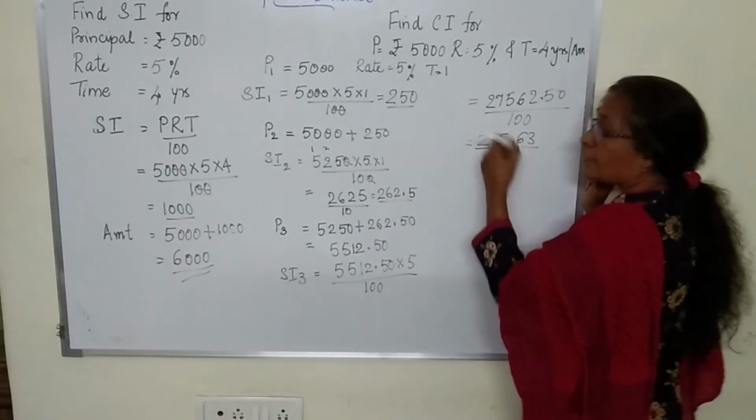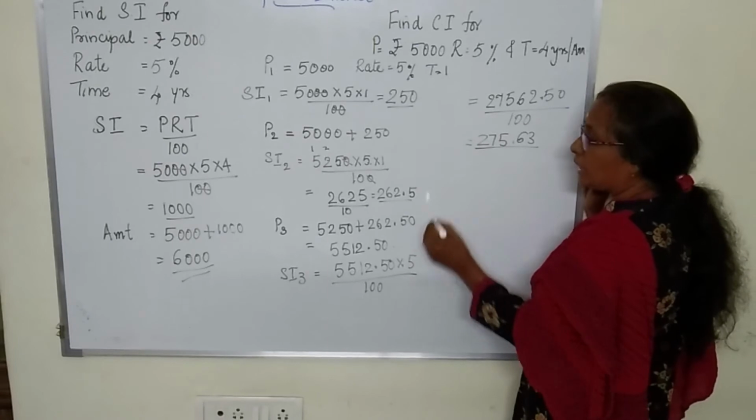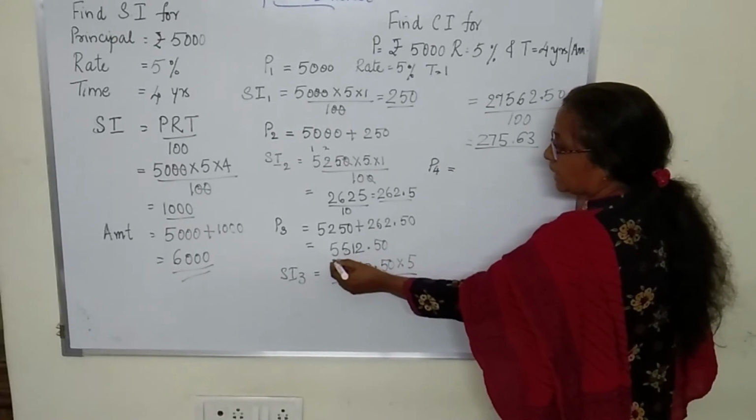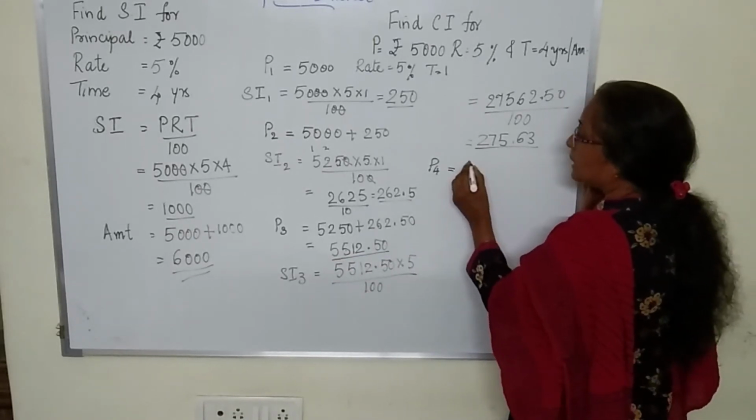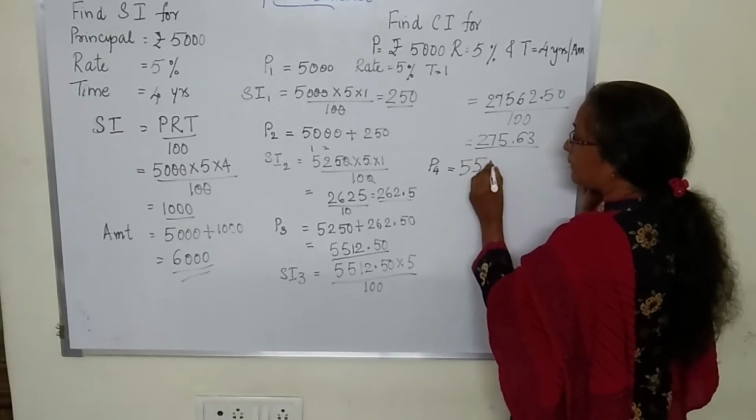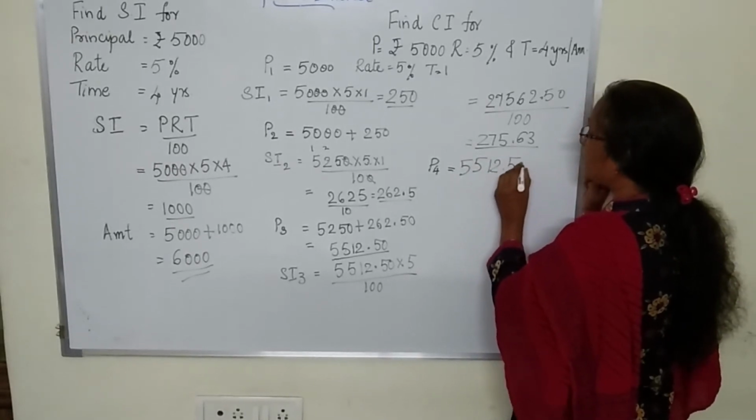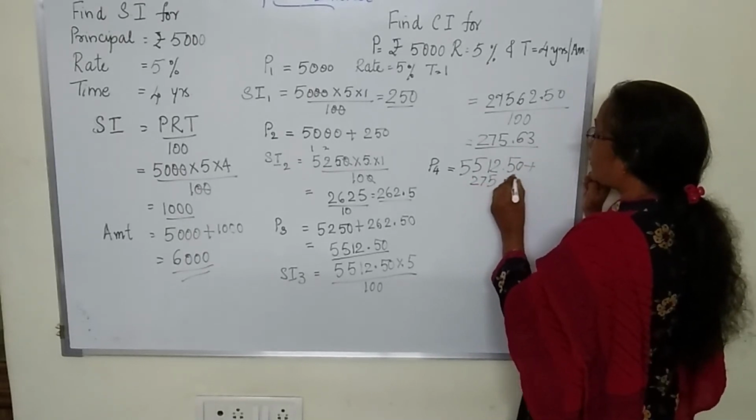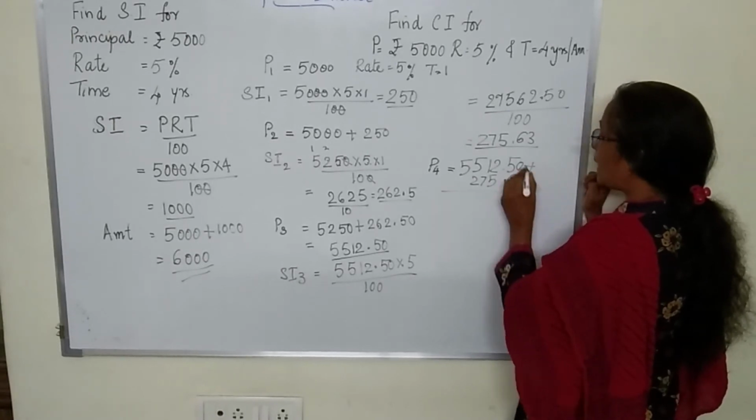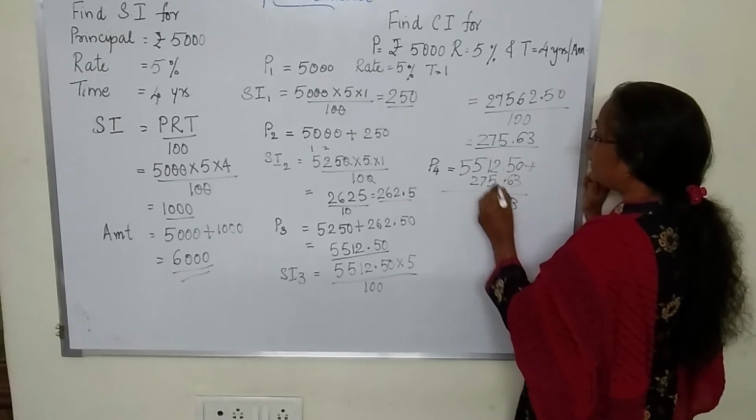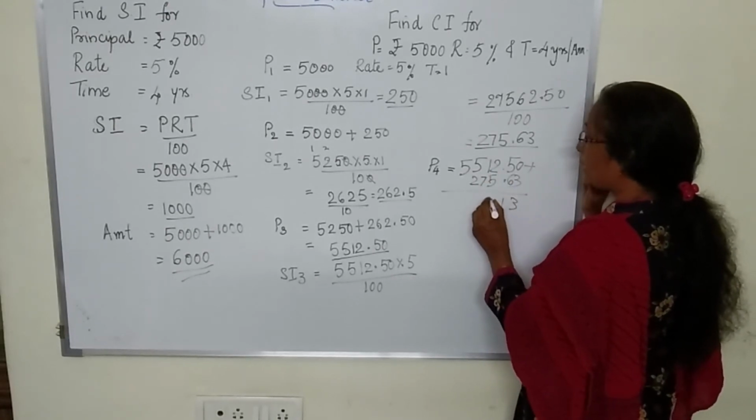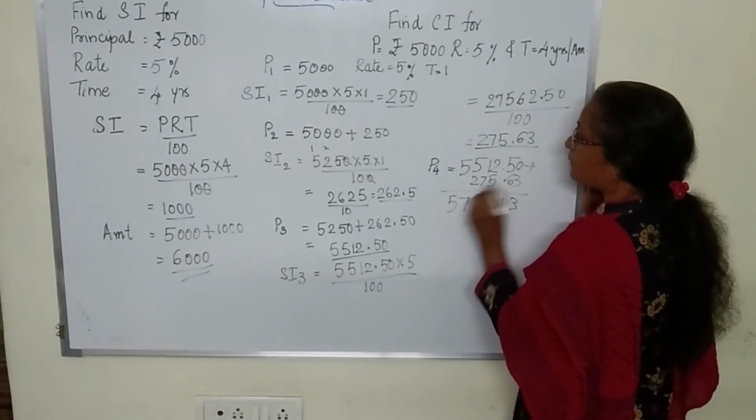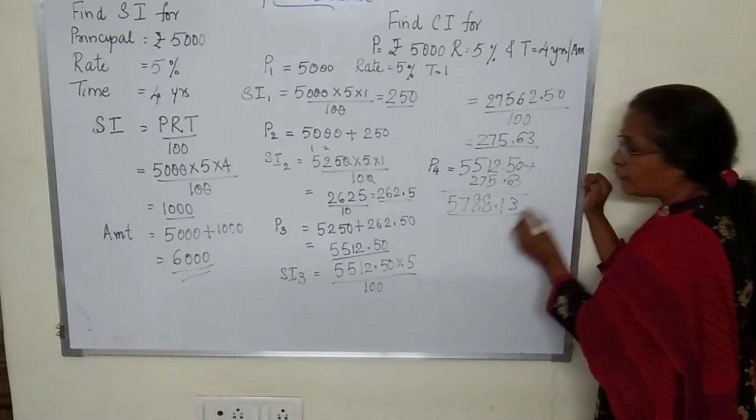Now, what will be the principal at the starting of the fourth year? P4 will be equal to this principal plus this, that is 5,512.50 plus 275.63. So when you add, it will be 3, 11, 6 plus 2, 8, 7 plus 1, 8, 5 plus 2, 7 and 5. So this is P4.